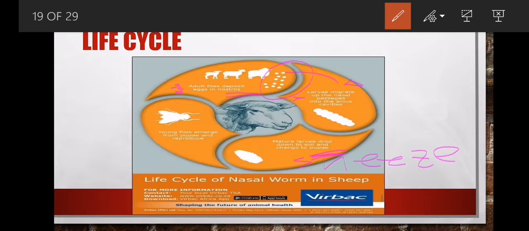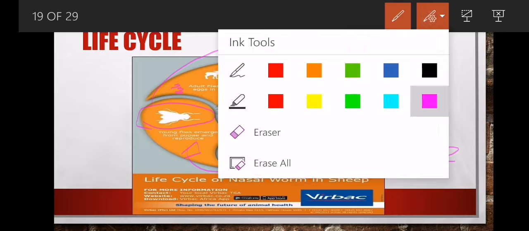The pupa develops from what? From the larva. Then the pupa will develop to form what? To form a worm. You see here, it is in the form of what? Of a fly. Then the fly will become an adult. Once it becomes an adult, it comes again to lay eggs where? On the nostrils of what? Of the sheep. So make sure that you understand this cycle in a very simple way.